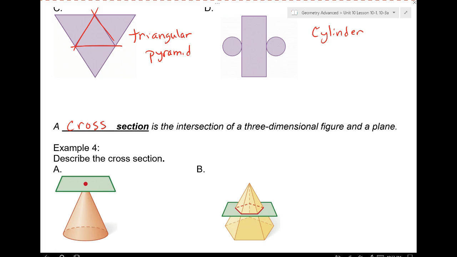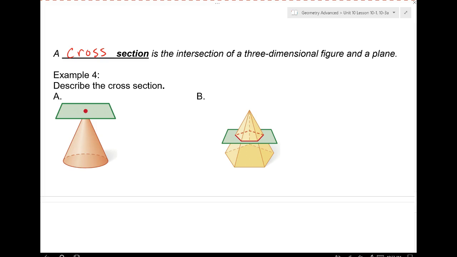On this first one right here, it says describe the cross section. You guys are going to have to describe the cross sections with this. That plane is intersecting at the very tip of that cone. So what's my cross section going to be? It's a point. That's the only intersection I have, right? So in this case, it's just a point.